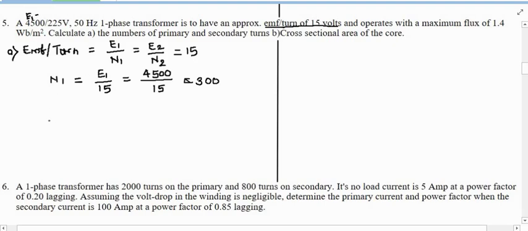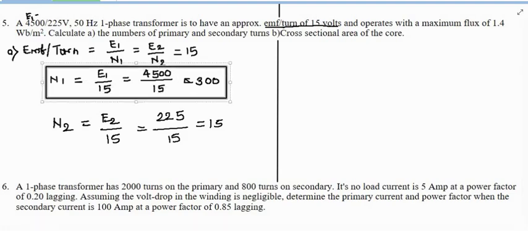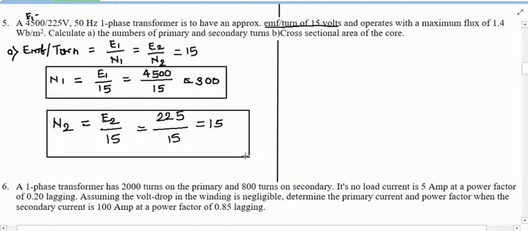Similarly, what is N2? N2 is equal to E2 upon 15. What is E2? 225 divided by 15. So you will get this as 15. So this is the answer for N1 and this is the answer for N2.